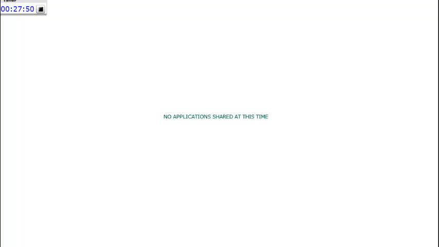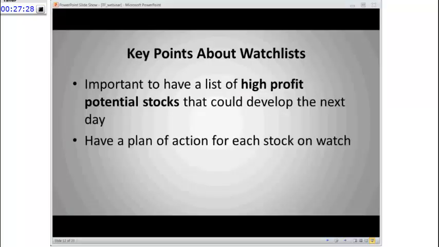Okay, so let's go ahead and backtrack. I just want to talk for about 2 or 3 minutes about watch lists and actually how to find the best stocks to trade. We talked about the criteria that you want to use. We talked about the setup. Now let's talk about how to find the stocks. It's important to have a list of high profit potential stocks that could develop the next day, and you want to have a game plan of action for each stock on watch. Typically, and today was a little bit lower because it's a holiday week, but on average, we have anywhere between 10 to 20 stocks that we're watching.